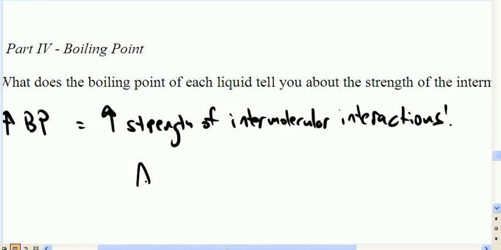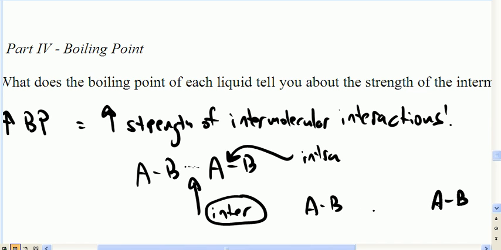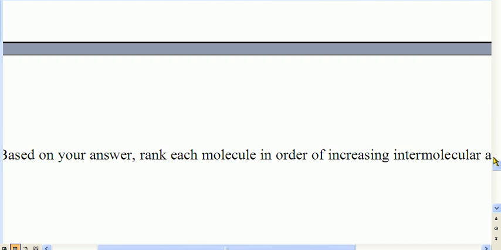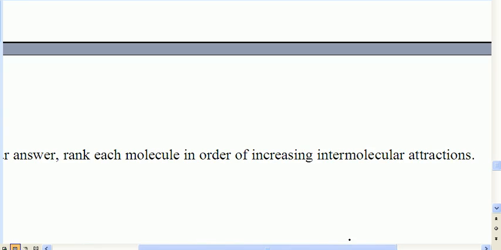We can think of the intermolecular interactions if we had two molecules. That little friendship between them, that's the inter connection, and the within connection, that's the intra. So the stronger the inter, the harder it is to separate these two from one another, and the harder it is thus to boil it. So based on your answer, rank each molecule in order of increasing inter, and intra.